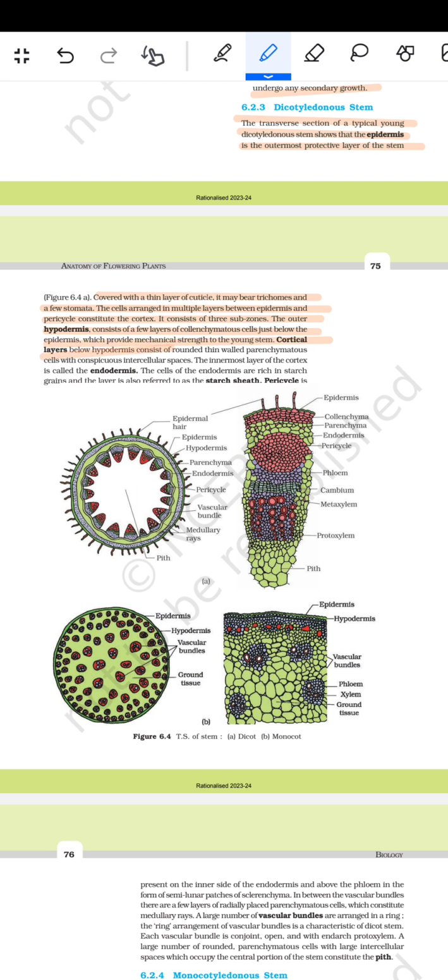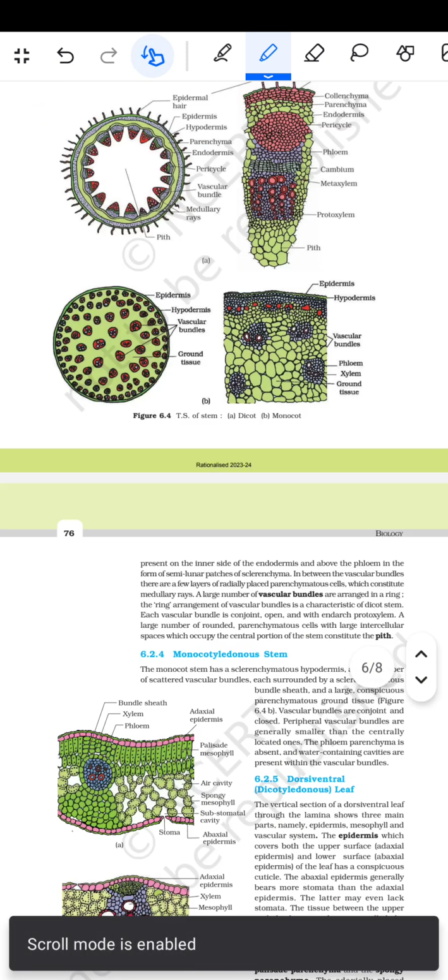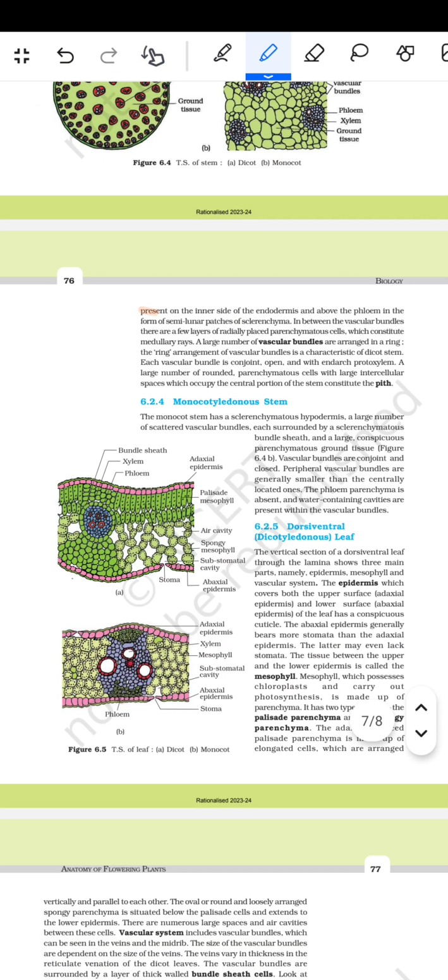Cortical layers below the hypodermis consist of rounded, thin-walled parenchyma cells with conspicuous intercellular spaces. The innermost layer of the cortex is called the endodermis. The cells of the endodermis are rich in starch grains and the layer is also referred to as the starch sheath. Pericycle is present on the inner side of the endodermis and above the phloem in the form of semilunar patches of sclerenchyma. In between the vascular bundles, there are a few layers of radially placed parenchyma cells which constitute the medullary rays. A large number of vascular bundles are arranged in a ring.